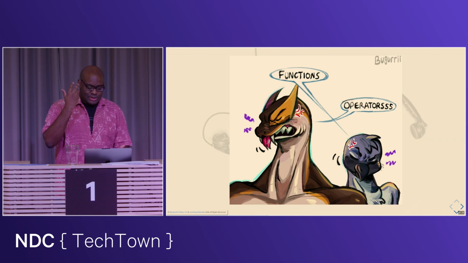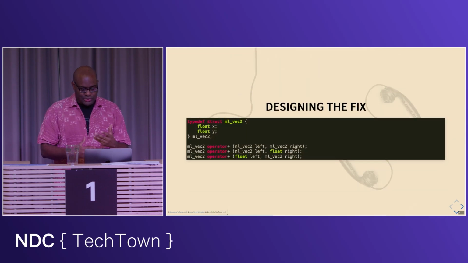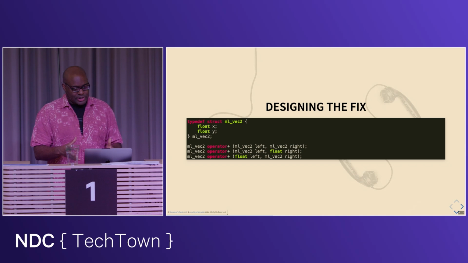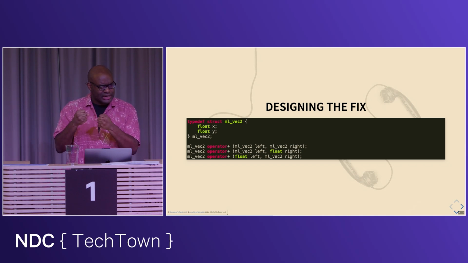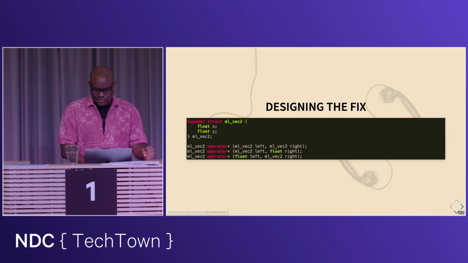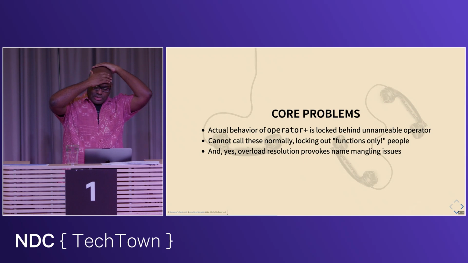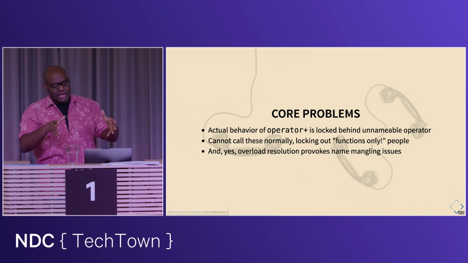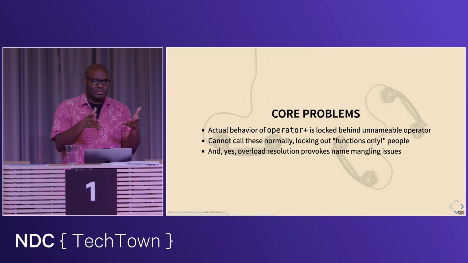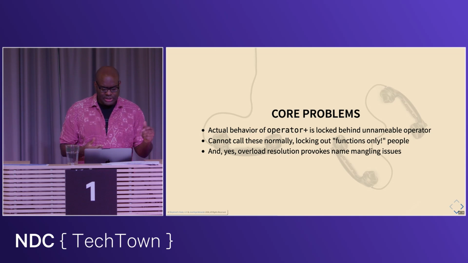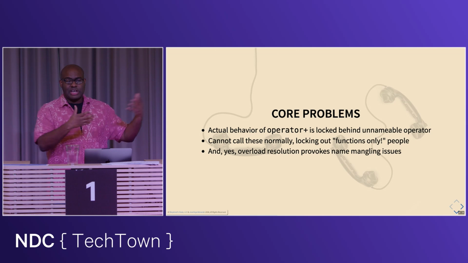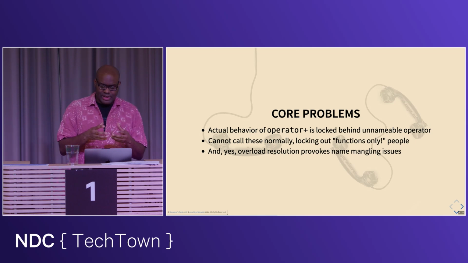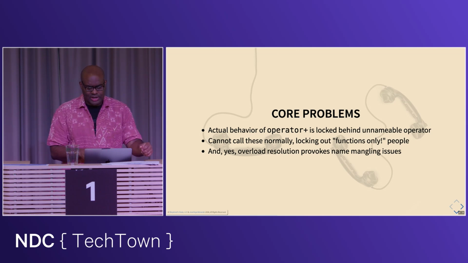So when you're looking at this, you have these operators, and you want to separate the operator itself from the actual function that defines the mangling and everything else that goes on behind the scenes. The core problem here is that the actual behavior of operator plus is locked behind this unnameable operator. You can't call these normally. It locks out the people who want functions. And obviously overload resolution provokes all the naming issues I talked about before. Those are the things we have to solve with our design.